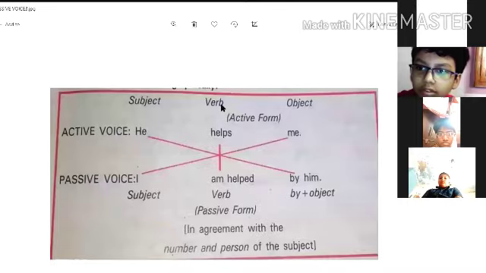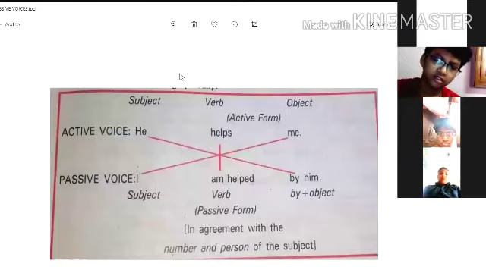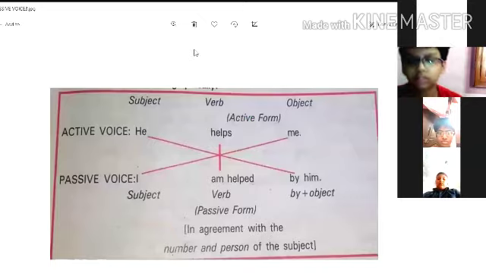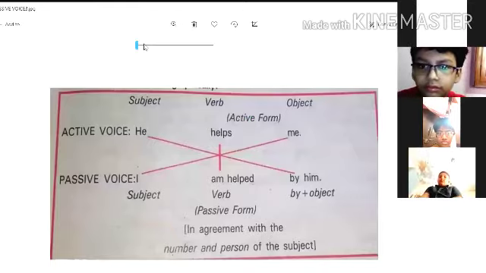Children, whatever I share on the screen, are you all able to see it properly? Show your thumbs up. All right. So this is what we can see. The rules can be represented graphically as you can see over here.